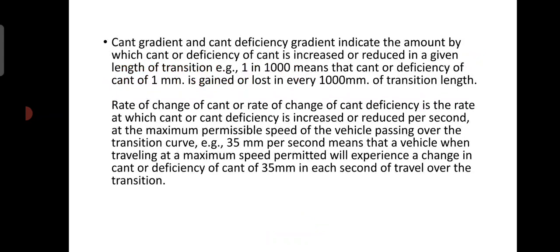Cant gradient and cant deficiency gradient indicate the amount by which cant or deficiency of cant is increased or reduced in a given length of transition. Example, 1 in 1000 means that cant or deficiency of cant of 1 mm is gained or lost in every 1000 mm of transition length. Rate of change of cant or rate of change of cant deficiency is the rate at which cant or cant deficiency is increased or reduced per second.